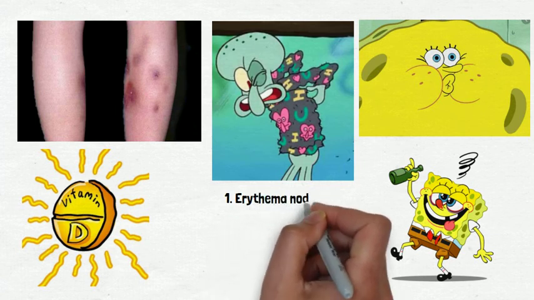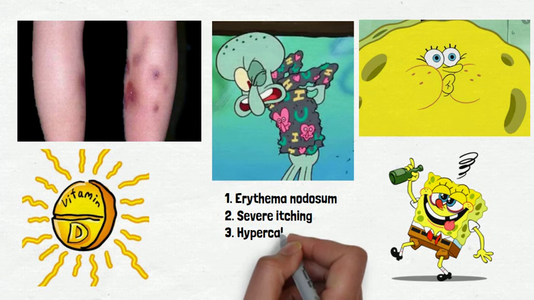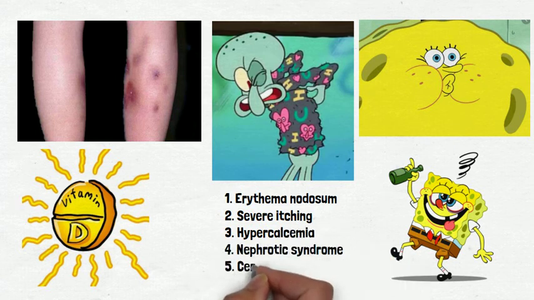Some unusual presentations of Hodgkin's lymphoma include erythema nodosum, severe itching, hypercalcemia, nephrotic syndrome, and paraneoplastic cerebellar degeneration. Severe itching may be due to interleukin-9 secreted by the RS cells, which stimulates the mast cells. Hypercalcemia may be due to extrarenal production of vitamin D by the macrophages present within the tumor, and nephrotic syndrome may be due to the cytokines secreted by the RS cells itself.